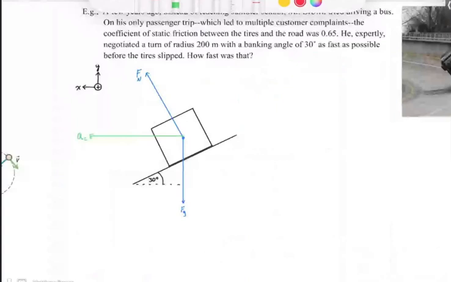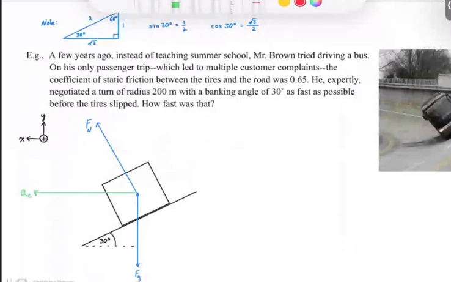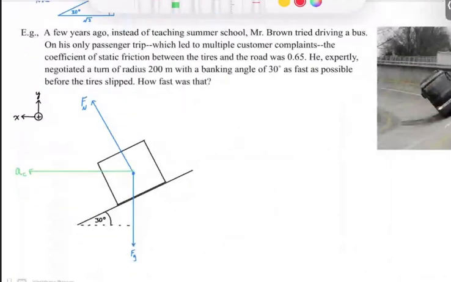All right, let's get to a real example. A few years ago, instead of teaching summer school, Mr. Brown tried driving a bus. His only passenger trip, which led to multiple customer complaints, the coefficient of static friction between the tires and the road was 0.65. He expertly negotiated a turn of radius 200 with a banking angle of 30 degrees as fast as possible before the tires slipped. So we want to determine what the speed was then. How fast was I going around this thing?